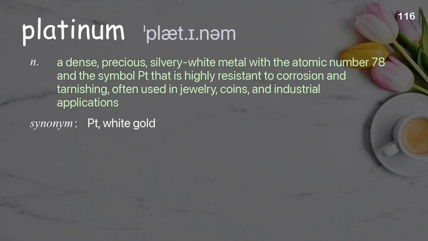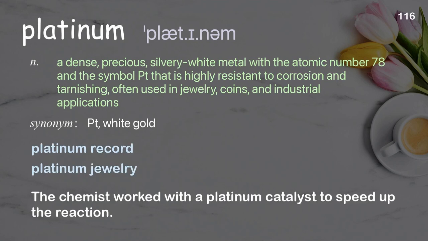Platinum. A dense, precious, silvery white metal with the atomic number 78 and the symbol Pt that is highly resistant to corrosion and tarnishing, often used in jewelry, coins, and industrial applications. Examples. Platinum record. Platinum jewelry. The chemist worked with a platinum catalyst to speed up the reaction.